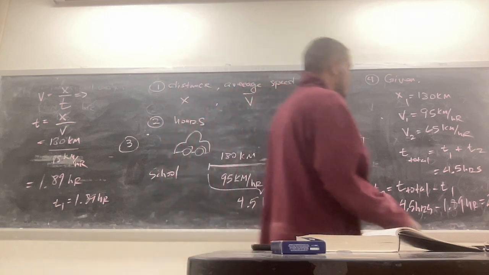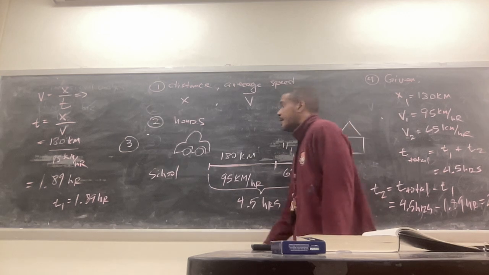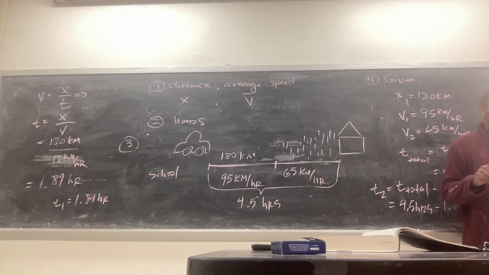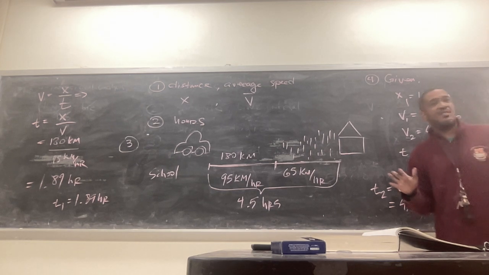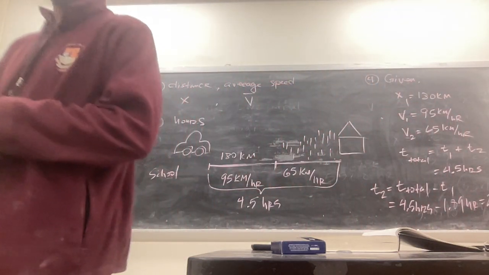All right, so the second part of the trip took 2.61 hours. The first part of the trip took 1.89. So now for the second part of the trip, if we know the time, T2, and we know the speed, V2, then we can calculate the distance, X2. Y'all see how this works? These are puzzles. You have to be organized and keep track of things, but it's really not that difficult.